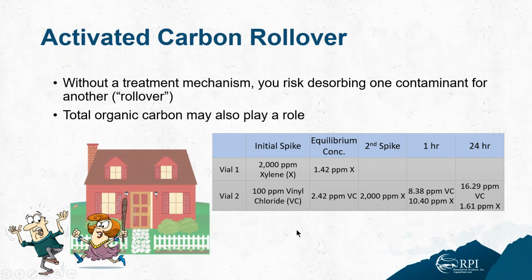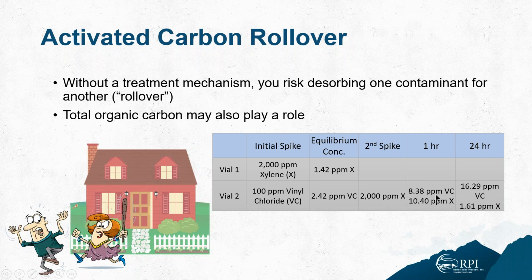Then we mixed it real well and we waited for equilibrium to take place, and measured what was left in the water. So we now had 1.42 ppm of xylene in the vial, and we had 2.4 ppm of vinyl chloride. Then we took the vinyl chloride vial and we spiked it with 2000 ppm of xylene. After an hour, you could see what the concentrations were.